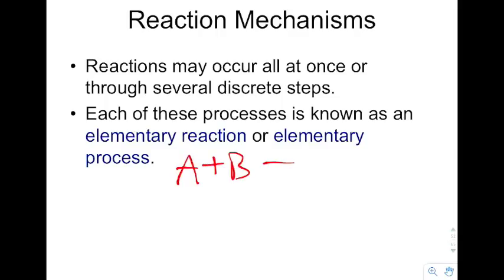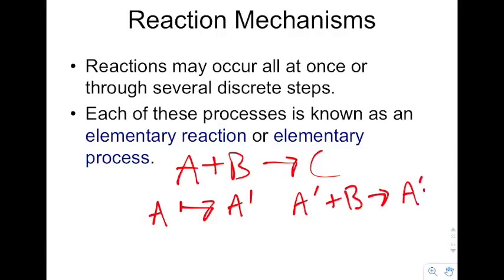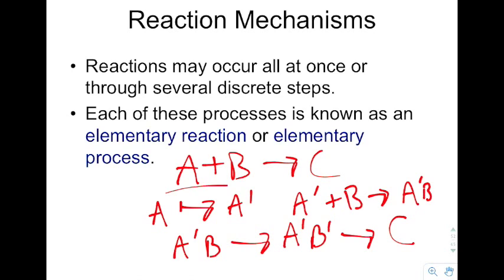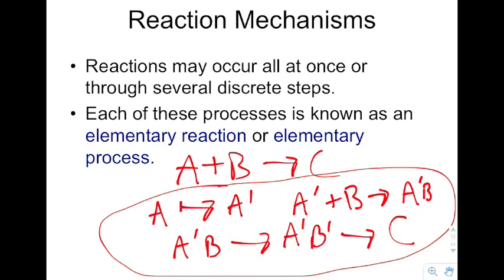So it generally doesn't just go from A to B to C. It goes from A to A prime, and then A prime plus B is AB, and then AB goes to C. So this could represent a stepwise series of very different elementary reactions, where the overall reaction is just A plus B goes to C. Now each one of these processes may be very, very fast or very, very slow, and that will determine whether this reaction occurs fast or slow.